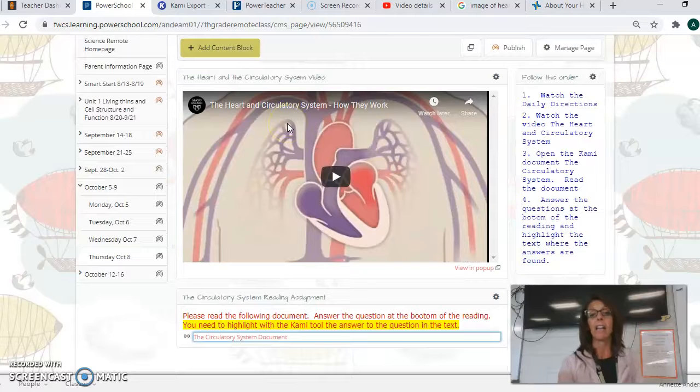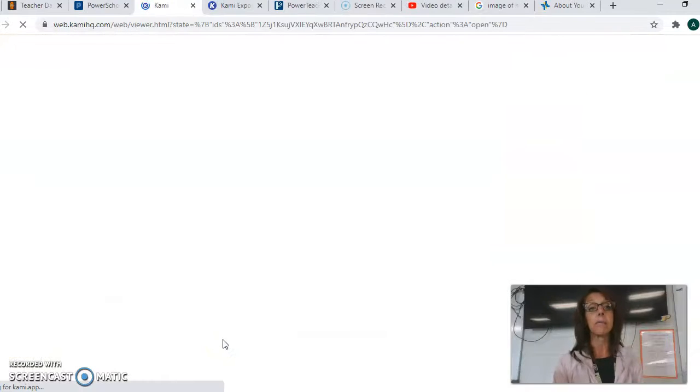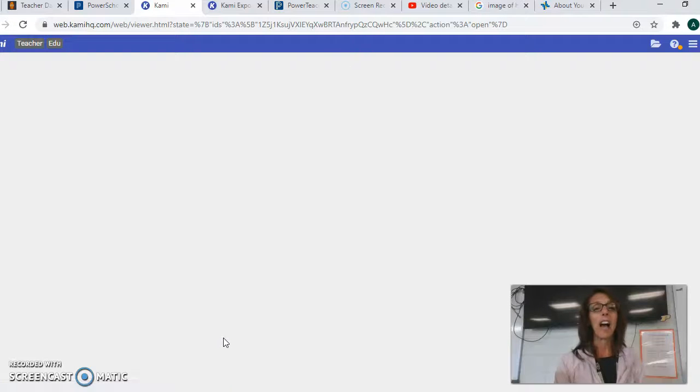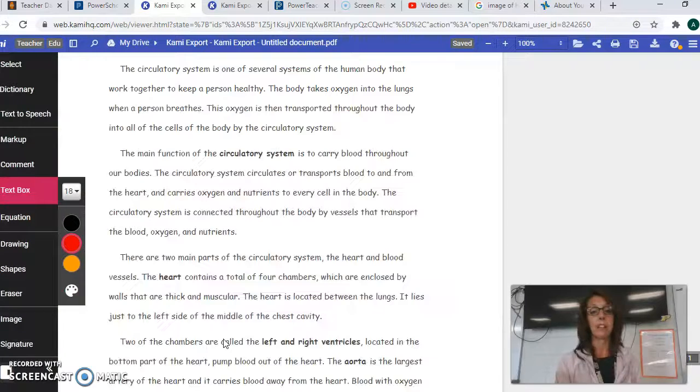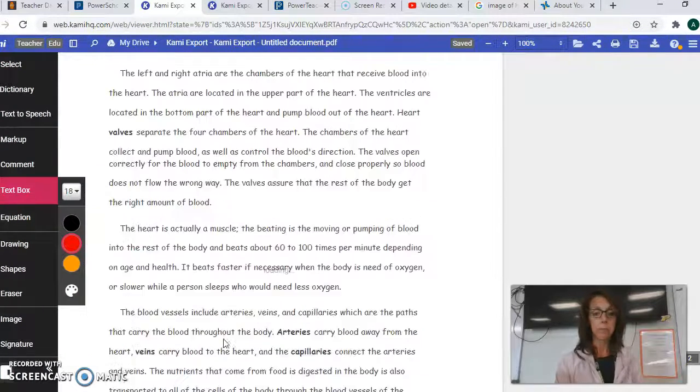So today, the first thing you're going to do is watch the heart and circulatory system video and how they work. And then once you complete that, you are going to pull up this document right here that says the circulatory system document. It's a CamiDoc. So it's a reading, and you're going to read along. We're waiting for it to pop up. It's a little slow. It's not very long.